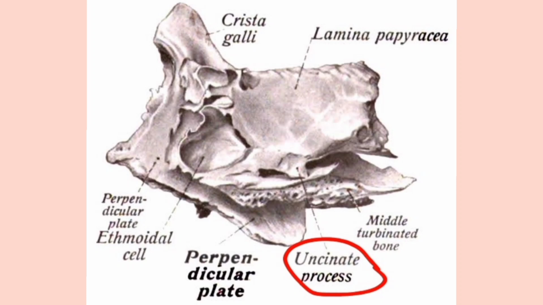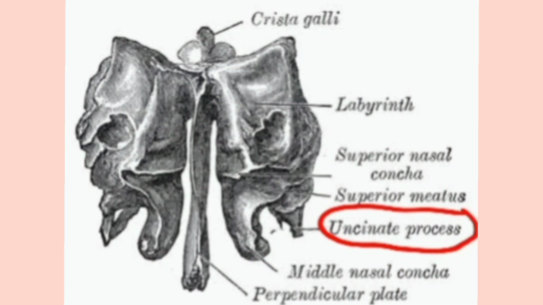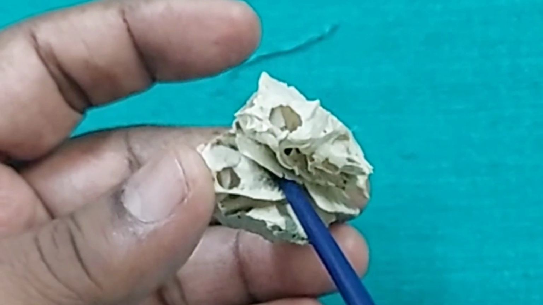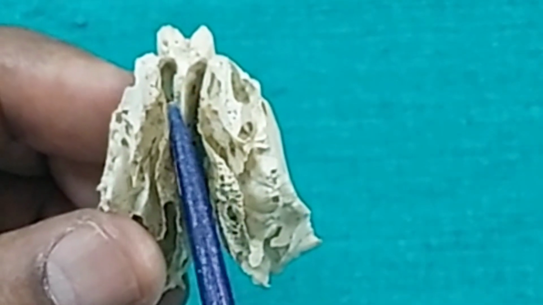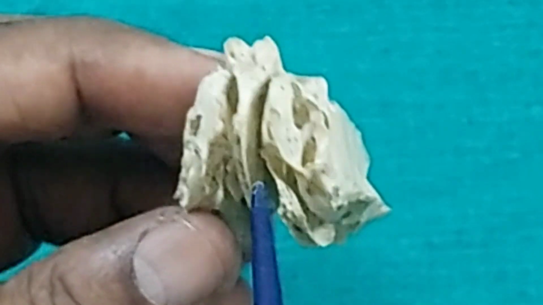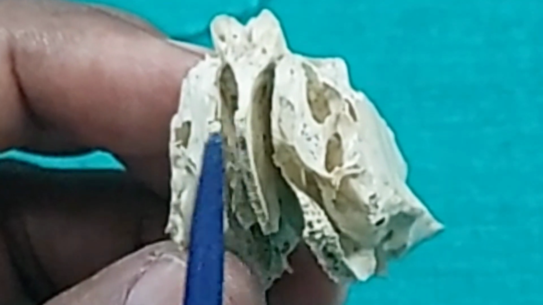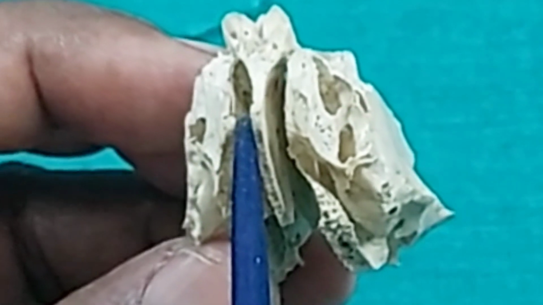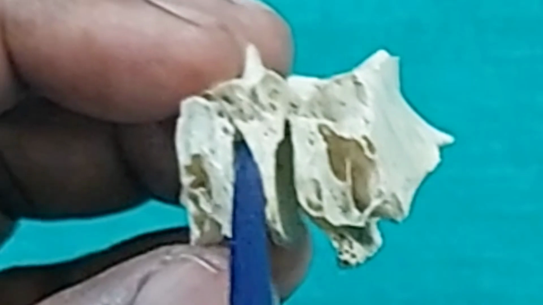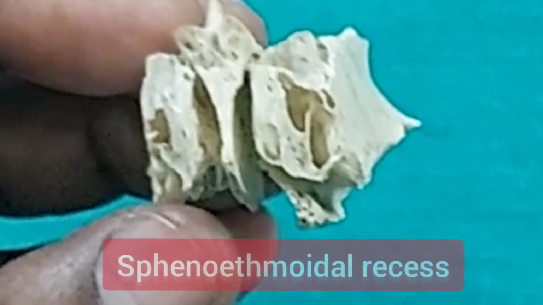A thin hook-like process from the posterior inferior part of the labyrinth is called the uncinate process of the ethmoid bone. It articulates with the ethmoidal process of the inferior nasal concha. On the medial surface, there are mainly two elevations. This is the under surface, this is the perpendicular plate of the ethmoid bone, and this is the labyrinth, its medial wall. Here you can see one bony elevation. This is called the superior nasal concha, and above it is a space called the sphenoethmoidal recess.